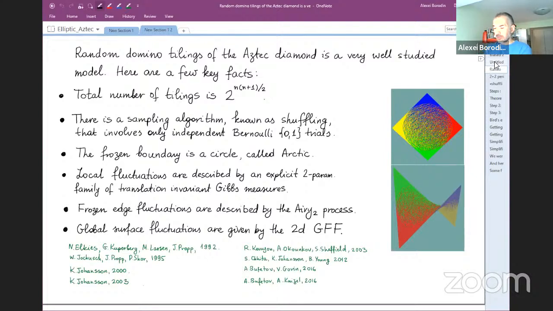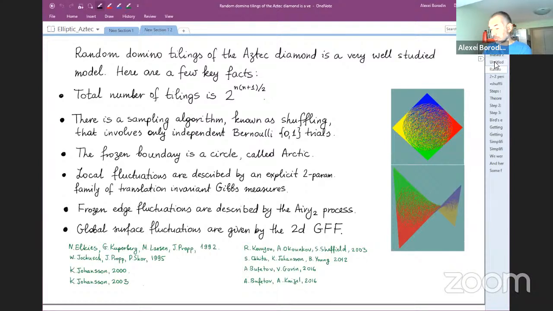The frozen boundary, so the curve that separates the monochrome regions from the chaotic ones, is a circle. It's called an Arctic circle, quite appropriately. It separates the frozen part from the unfrozen one. And then at the next level, at the level of fluctuations, one can study the fluctuations if one goes into the chaotic region and stays on the lattice scales.